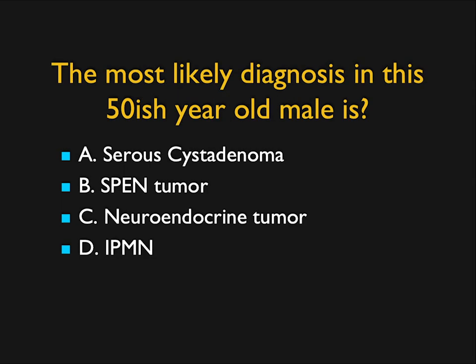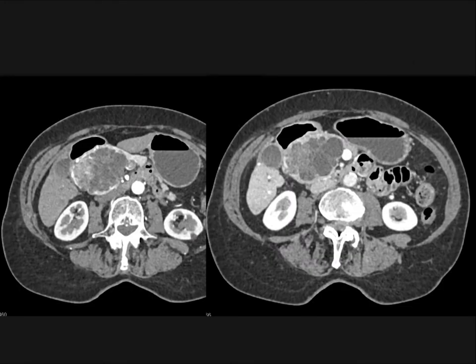This is a great case, and the challenge is to only show you two images. And what's the most likely diagnosis? Well, what you see is a cystic mass in the head of the pancreas. It looks like there's some vascularity along the rim of the lesion as well as within the lesion proper when you compare arterial and venous phase imaging. Now, I guess if this patient was 18 years old and female, this could be a SPEN tumor. We've seen SPEN tumors that are cystic. That'd be a good possibility.